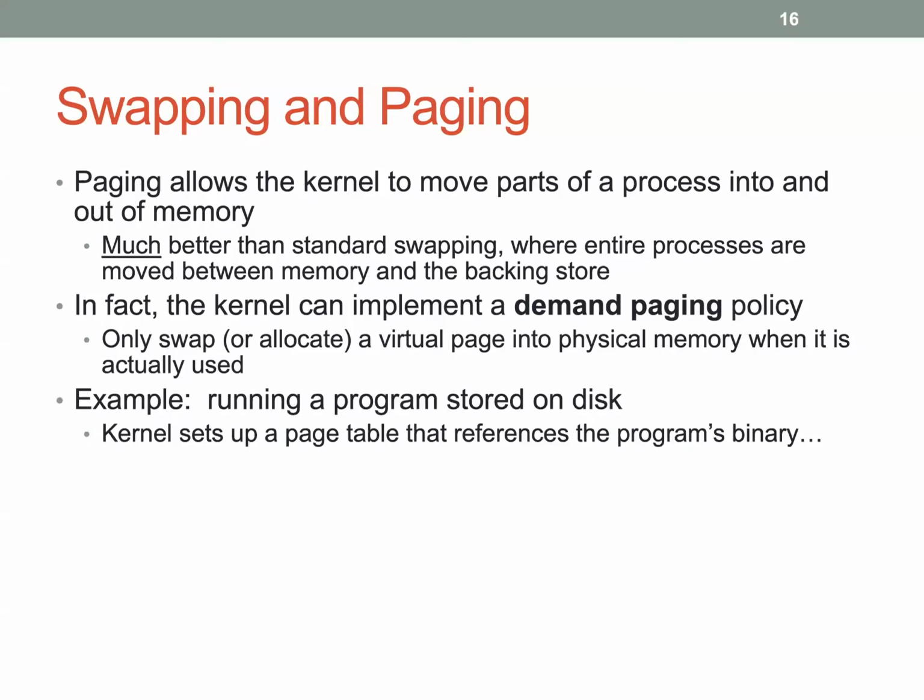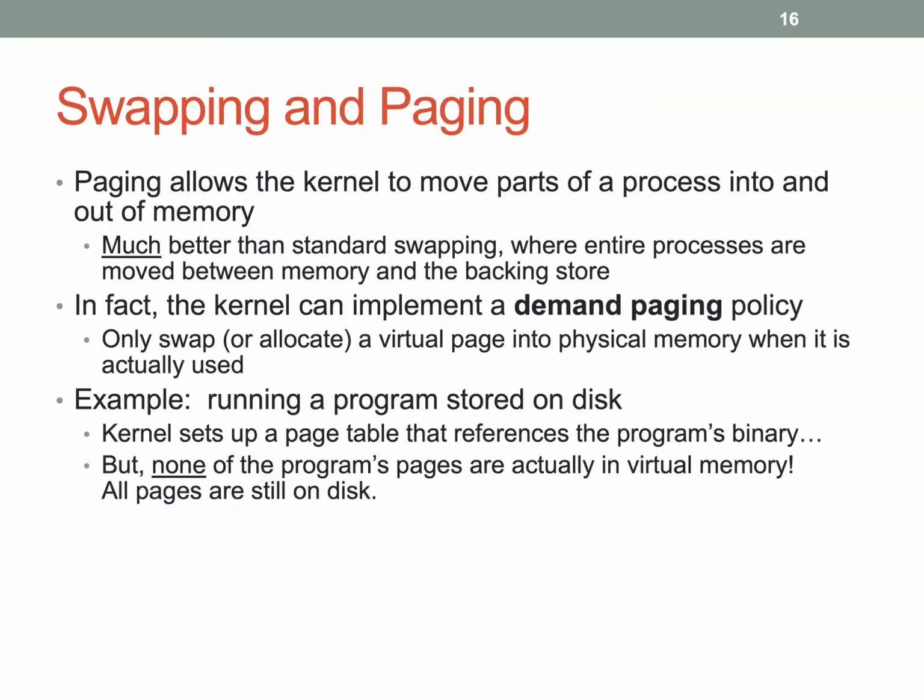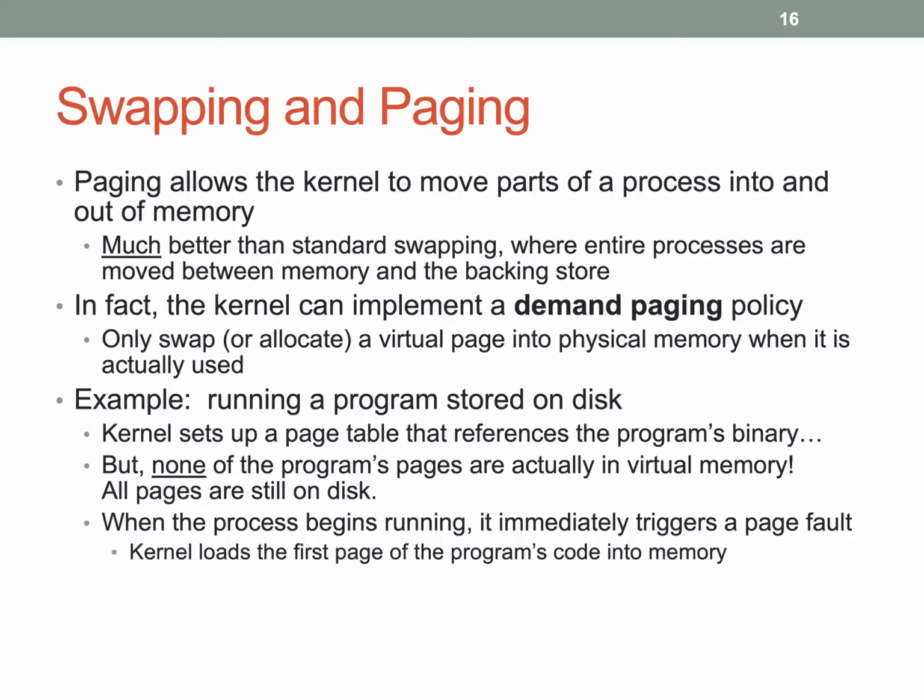Well, what we could do instead is just set up the page table so that all the page table entries reference the corresponding parts of the program binary, but none of it is in memory. And so what this means is that we will only load the parts of the program that ever run. And this is kind of neat. So the process begins running. Remember, we start at 0x08048000. We do our first instruction fetch.